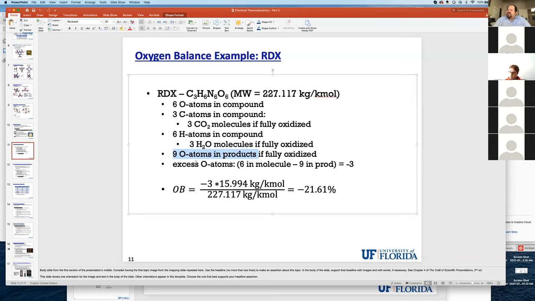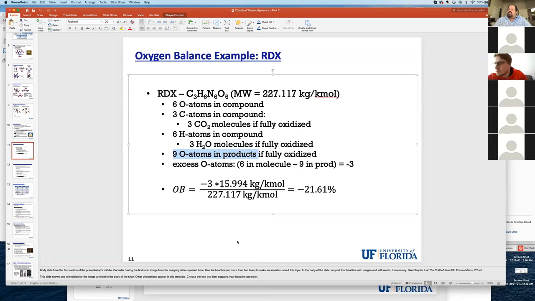Then we define the excess atoms as the number of oxygen atoms in the molecule, which is six, minus the number of oxygen atoms in the completely burned fake products. So we have six, and we subtract off the number of O atoms in the products, which is nine. That produces negative three. Then we just take the mass of those oxygen atoms, multiplying this number by the molecular weight of an oxygen atom and dividing by the molecular weight of RDX. That's basically what I did here. So we have our excess O atoms times the molecular weight of oxygen divided by the molecular weight of RDX, and we get negative 21.61. Okay, so it's more of a procedural definition than anything.